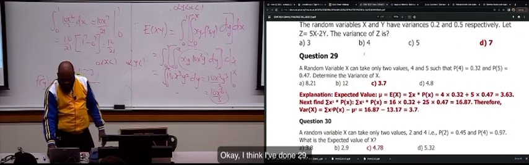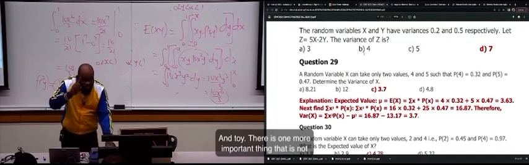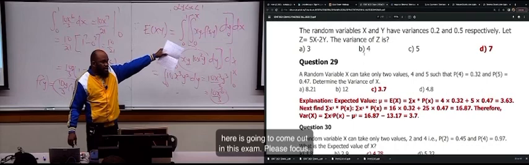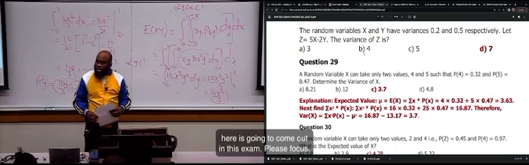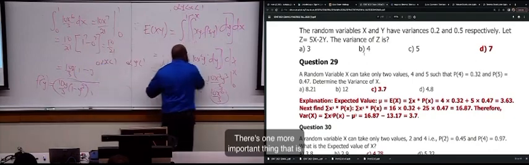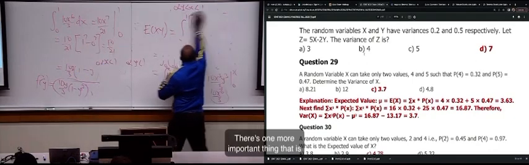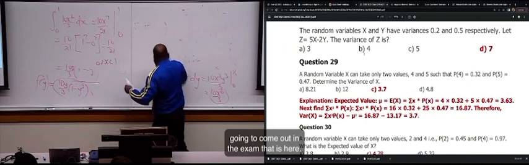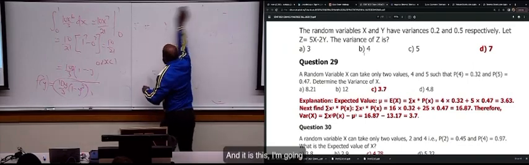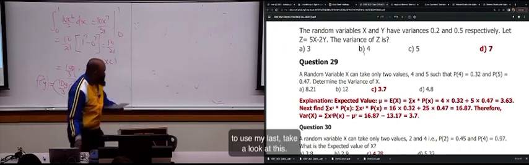I think I've done 29 and 30. There is one more important thing that is not here, and it's going to come out in this exam. Please focus. There is one more important thing that is going to come out in the exam that is not here, and it's this. I'm going to use my last. Take a look at this.